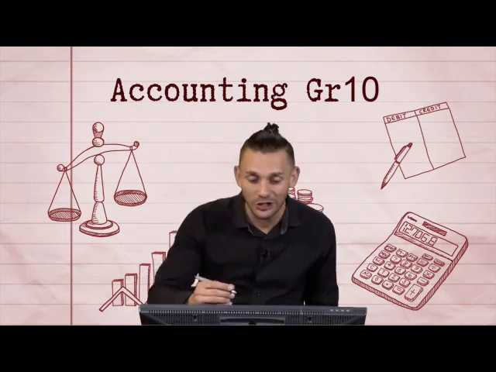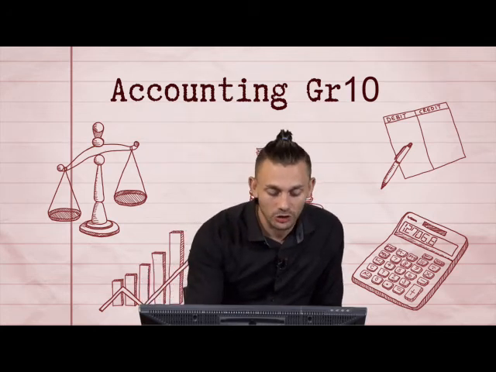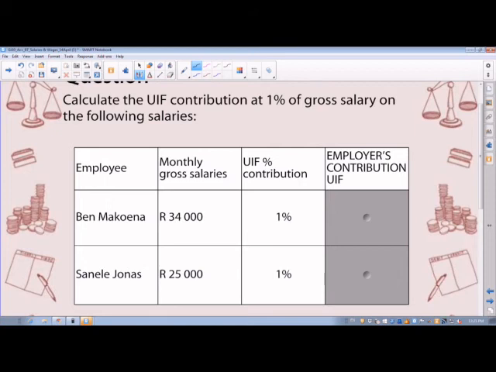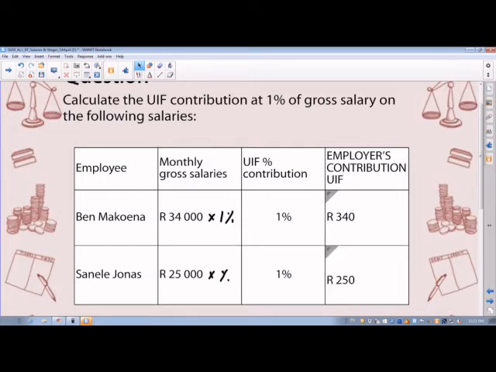Okay guys, I know you calculated correctly, so let's look at the answers. What you had to do is take your gross salary and times it by 1% for both, and then you will see that your employer's contribution to UIF will be 340 for Ben and 250 for Sanele.